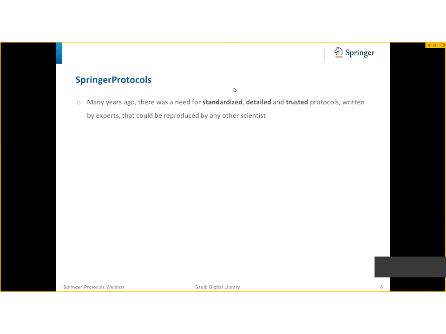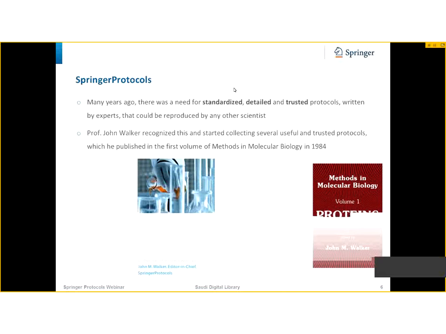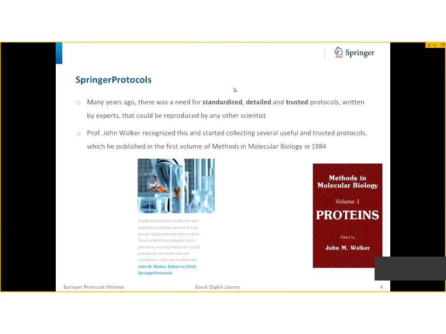So how did they start? Many years ago, the scientists realized that there was a need for standardized, detailed and trusted protocols that were written by experts, and that could be reproduced by any other scientist in any other lab. Professor John Walker recognized this need about 30 to 35 years ago, and he started collecting several useful and trusted protocols, which he published in the first volume of Methods in Molecular Biology in 1984. This is what you can see here. This is the first volume of this collection.